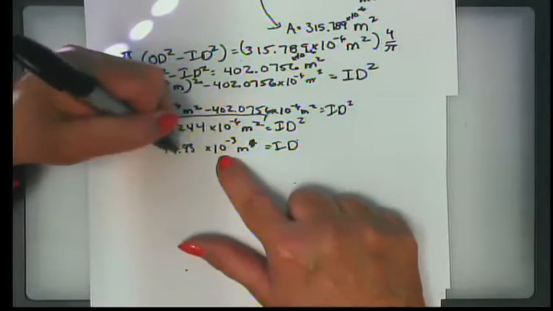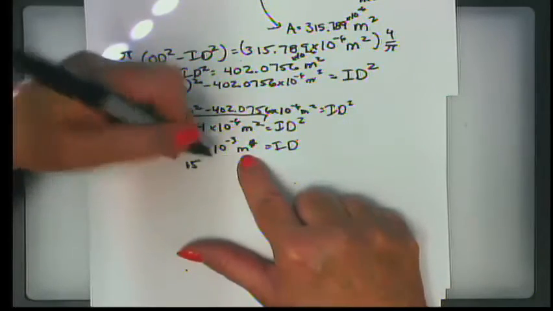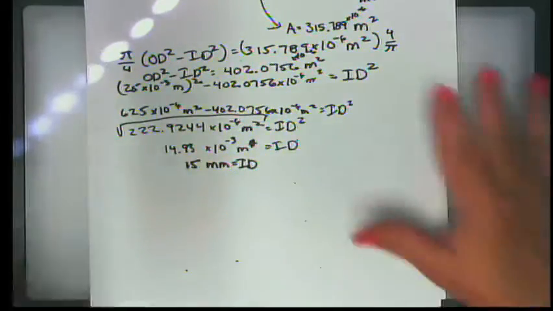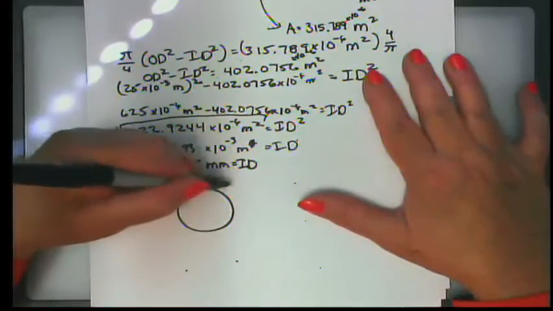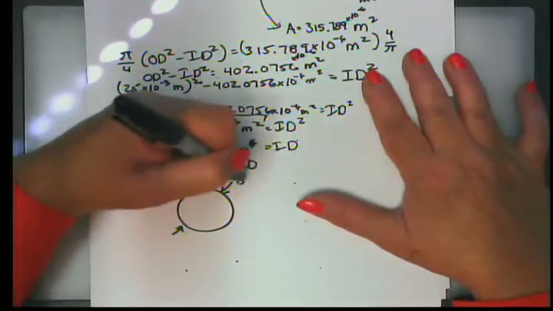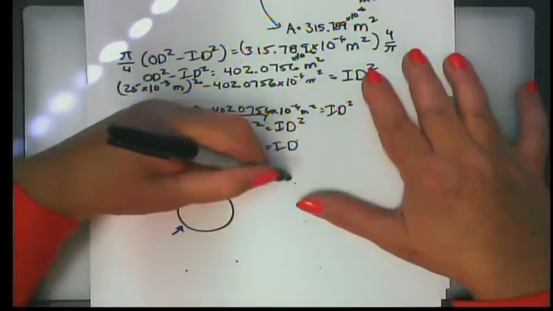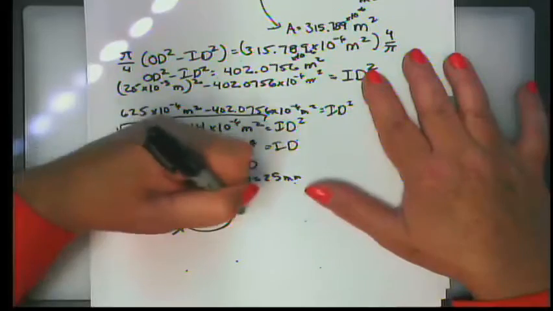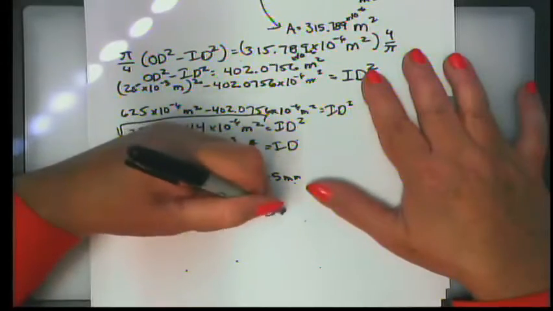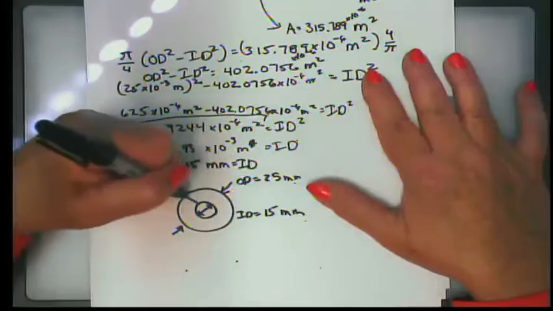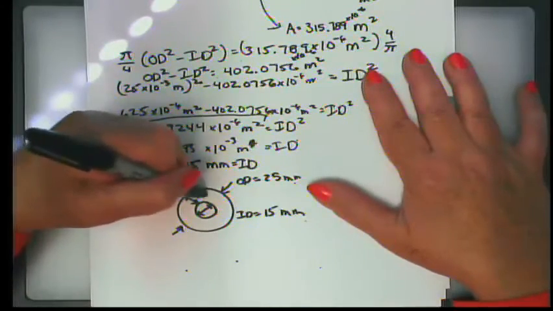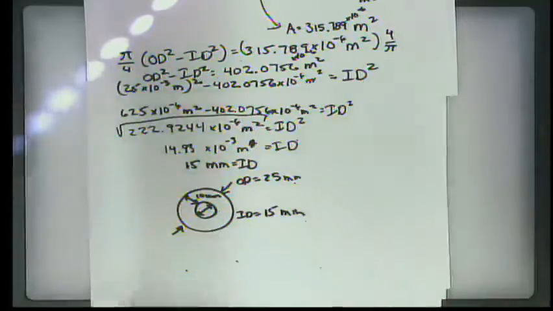Or if I look at this, this is really 15, and 10 to the minus 3 is millimeters, is equal to the ID. So what that means is the bone looks like this. The outside diameter is 25 millimeters. The inside diameter is 15 millimeters, and the distance from the OD to the ID then is 10 millimeters. And that's how you get that particular reading on the strain gauge.